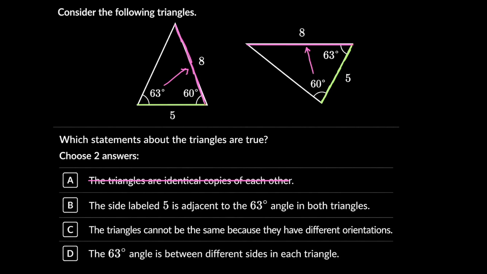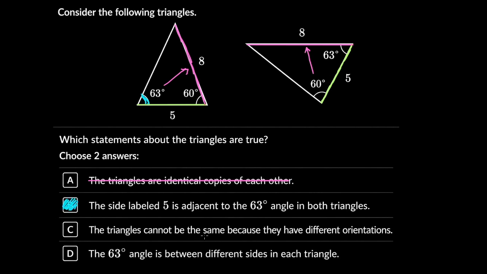The side, let me go back to, well, I'll use blue. The side labeled 5 is adjacent to the 63-degree angle in both triangles. Yeah, that's right. Here's the 63-degree angle, 5 is adjacent to it. 63-degree angle, 5 is adjacent to it. So I like this choice. I need to find one more now.